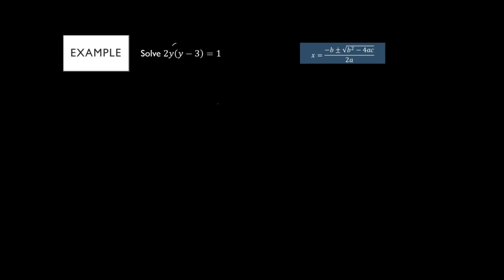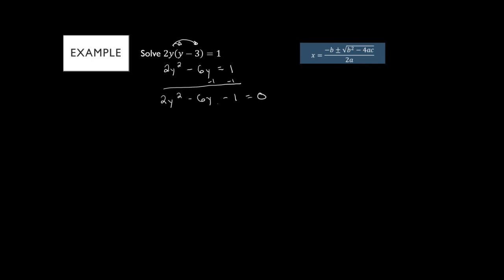So if we distribute, we get 2y squared, and then we have 2y times -3, so it's going to be -6y equals 1. And then you see, oh, this is a quadratic. I have something squared. So now I have to put everything on one side to solve. Just like the previous example, we'd have to subtract 1 from both sides. That would give us 2y squared minus 6y minus 1 equals 0.